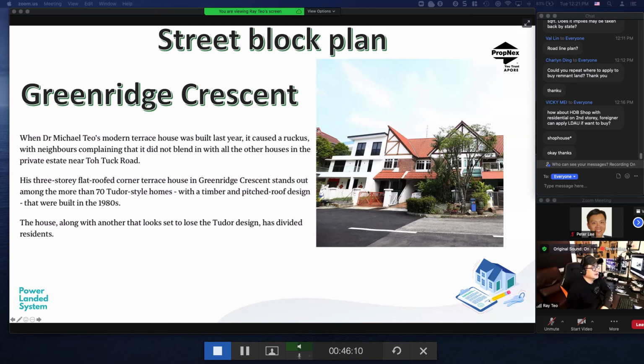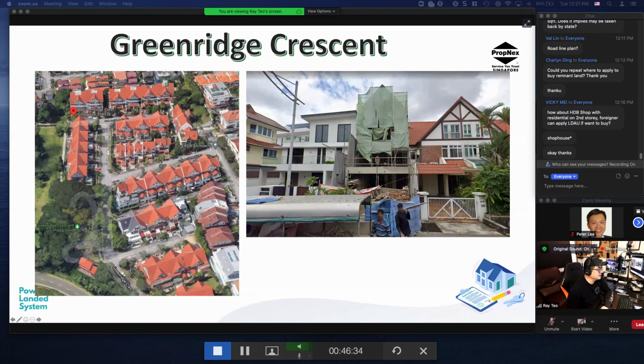Why did this caught the attention of many people? You see this corner unit, this is the new owner. He went in and built something different from the style of everyone else, the pitch roof style. Everyone was unhappy and complained. You see Greenwich Crescent, all the buildings are in this style, pitch roof, and the neighbors want to preserve the look.